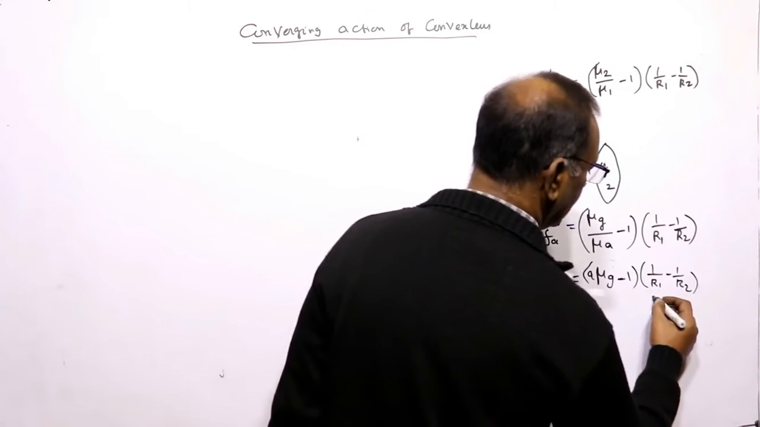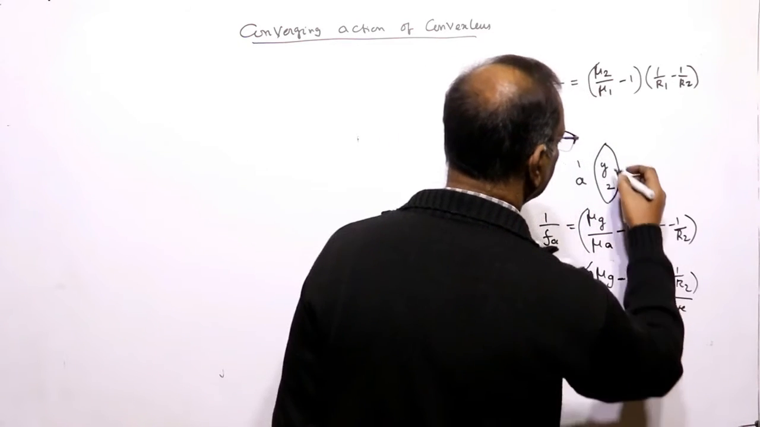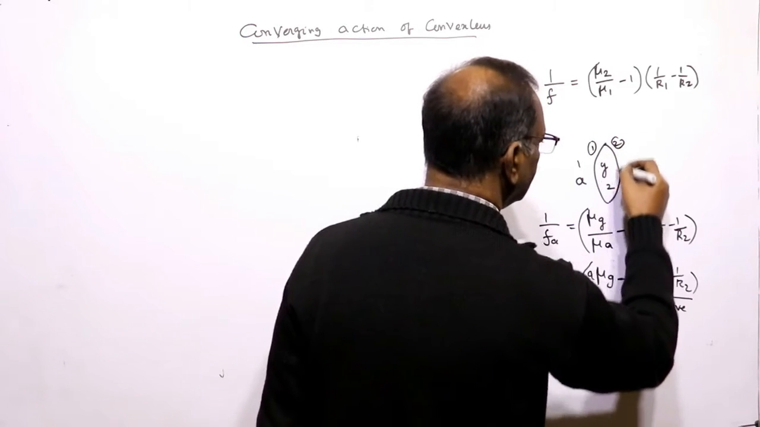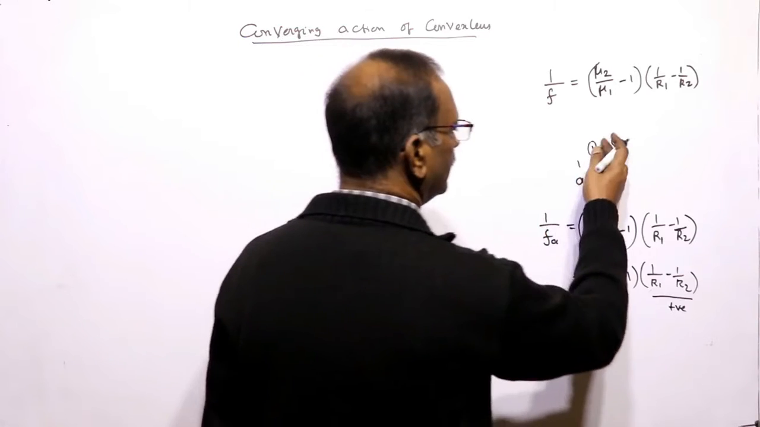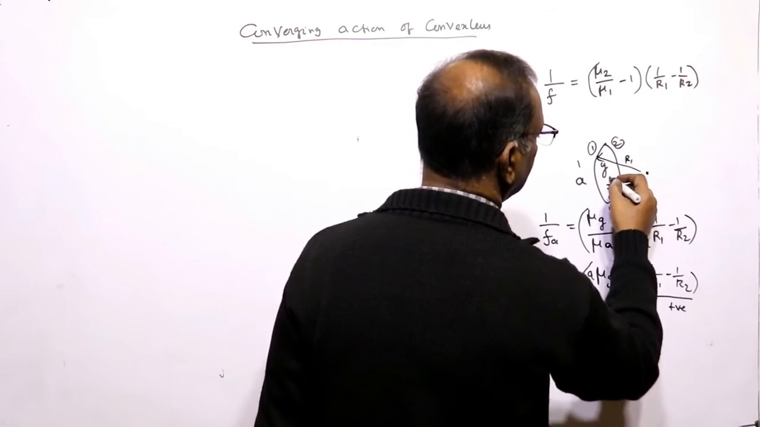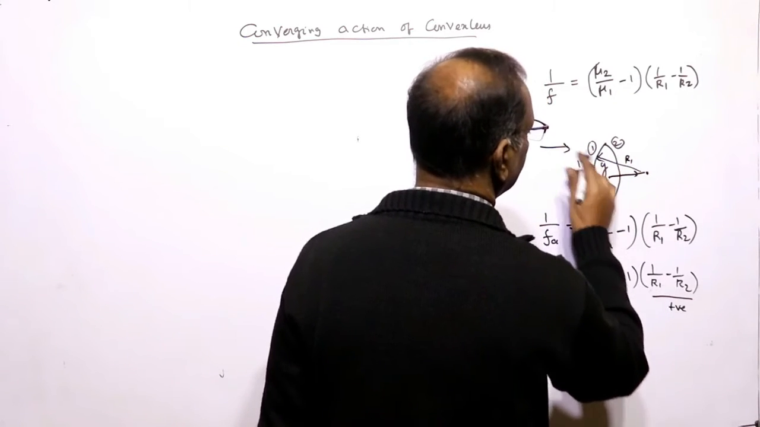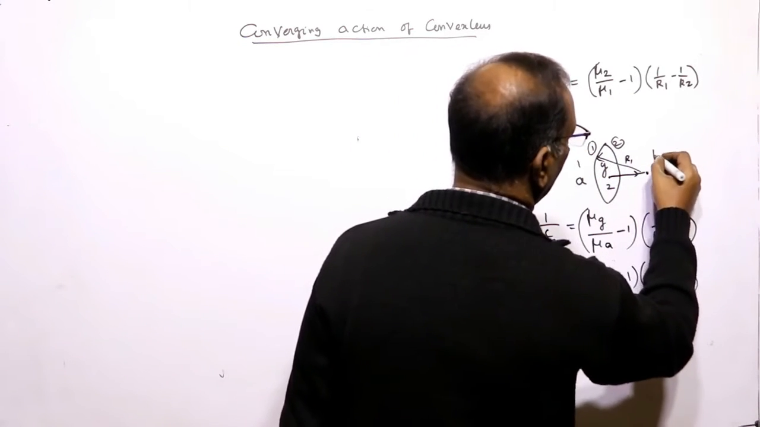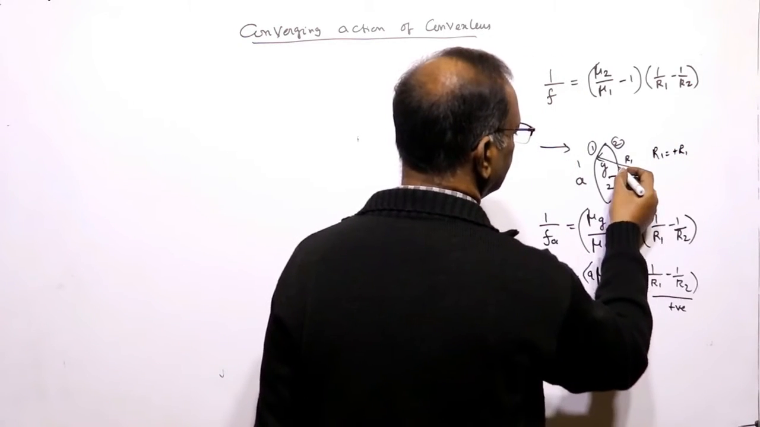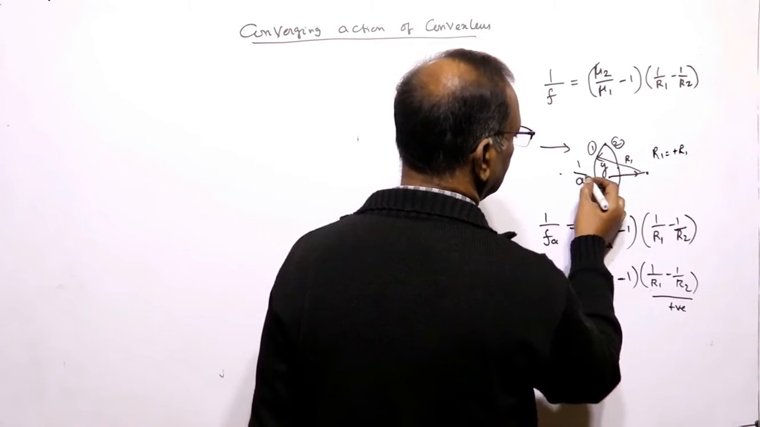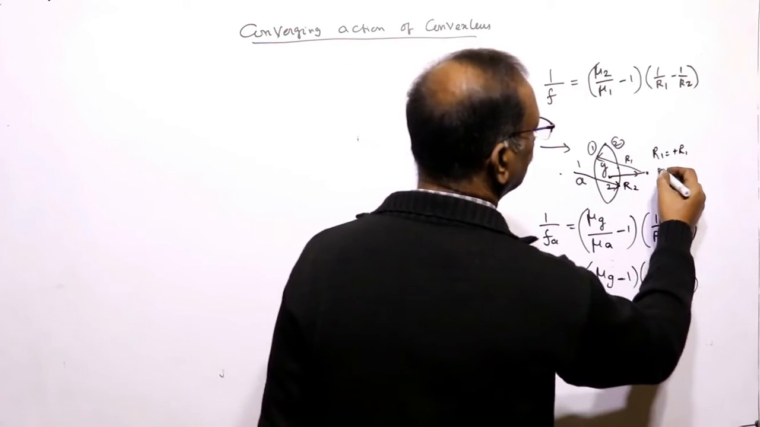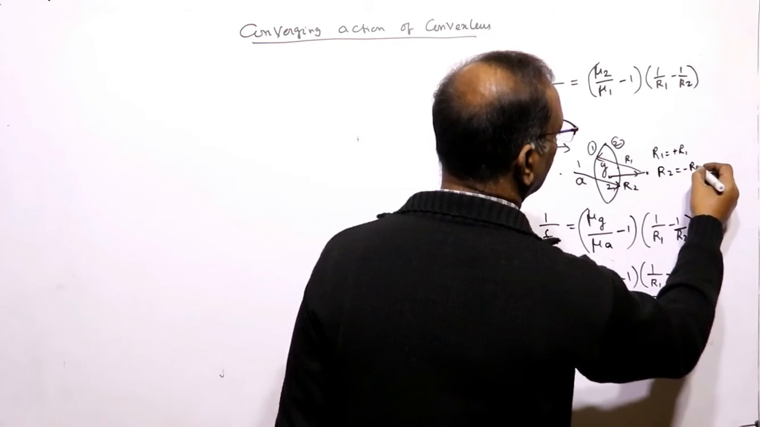1 by R1 minus 1 by R2 is a positive quantity because this is surface 1, this is surface 2, spherical surfaces. R1 for this will be here. The distance from here is positive, since along the ray direction we measure positive. It means R1 is equal to plus R1. For this surface, this is R2, so we are measuring from here to here. Therefore, R2 is minus R2.